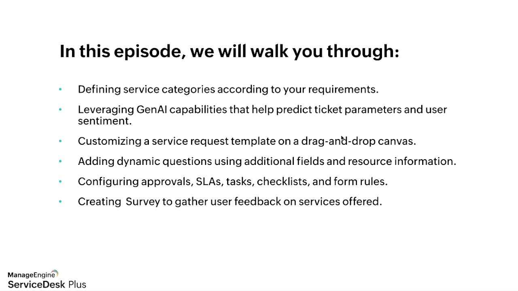So, I'll walk you through how to define service categories according to your requirements, utilize AI capabilities to predict ticket parameters and assess user sentiment. We'll learn how you can design a service request template using a drag and drop canvas and configure approvals, SLA, tasks, checklists, and form rules all within the template along with workflows for effective request management. And finally, we'll learn how you can create a survey to gather user feedback on services offered.